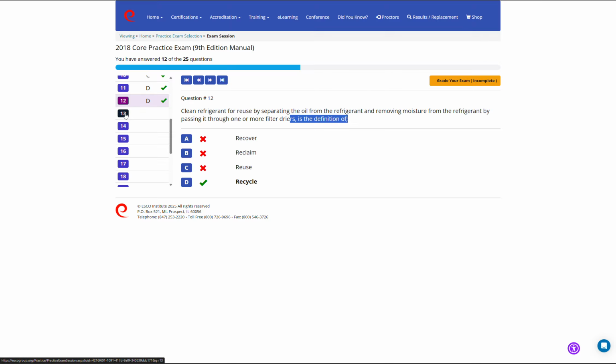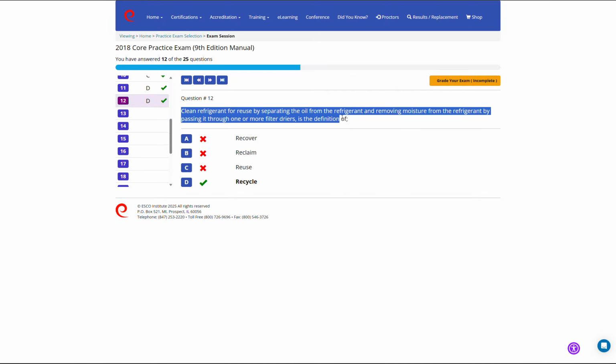So the only difference between reclaim and recycle is that you remove the moisture when you're reclaiming, and you really make it pure again, like through filtration. Exactly. Recycle's basic, like skimming oil or big gunk, while reclaim goes all in, using filter dryers to yank moisture and make it lab clean for reuse. It's about that thorough filtration, like you said. Want to test it with a sample question or keep breaking it down?